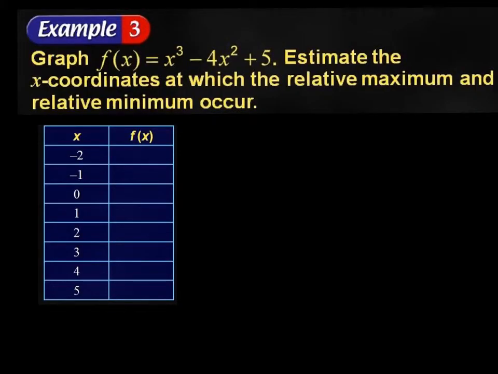Graph and estimate the x-coordinates at which the relative maximum and minimum occur. So using the table feature, we've got -2, -19. Again, my graph paper is not going to be that big. -1, 0. 0 is, of course, 5. 1, 2. 2, -3. 3, -4. 4, 5. And 5 is clear up to 30.